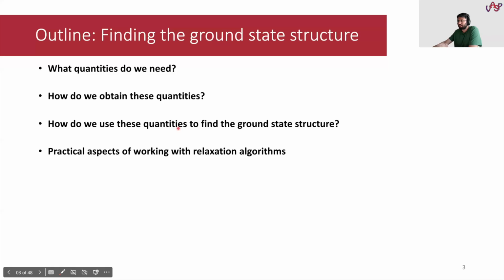Finally, I think this is perhaps the heart of the topic: how do we use these quantities to get to the ground state structure? So what are the algorithms that take us from one structure to another? In particular, I will stress a little bit how VASP is using some of these algorithms, some of the intricacies or quirks of how these algorithms work and how to tweak and tune them. And then very briefly at the very end, I'll talk about a few practical aspects of working with these, some of the aspects that one should keep in mind while using these algorithms for their own work.